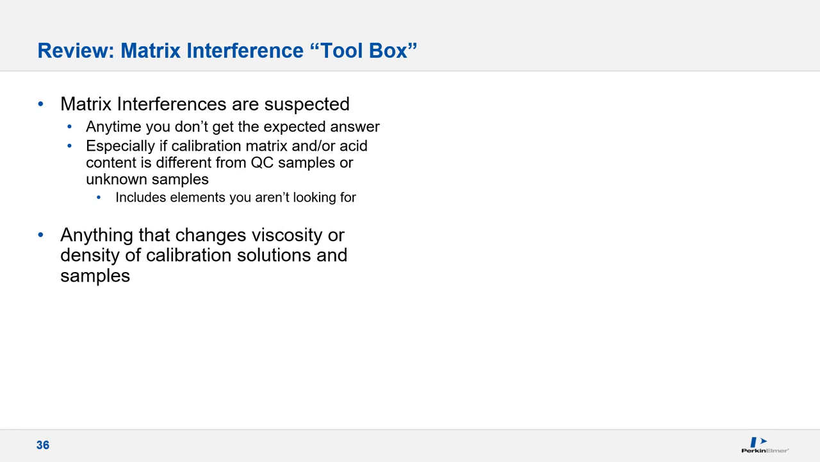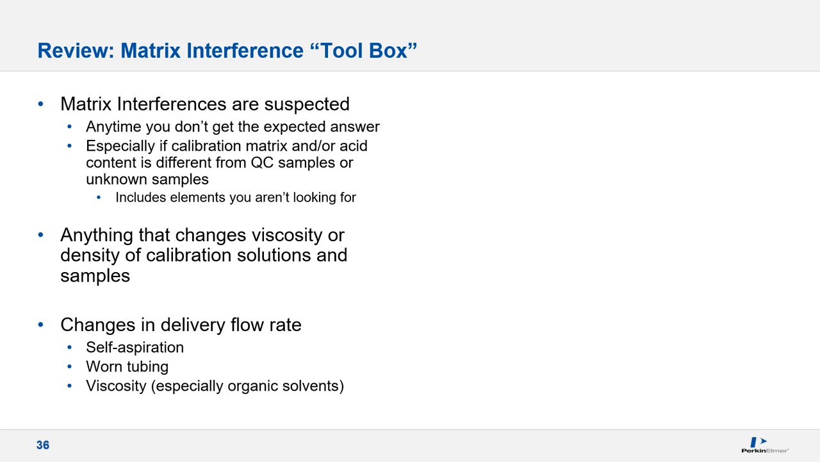Be alert for anything that can change the viscosity or density of your calibration solutions or your samples. Also pay attention to things that can change the sample delivery flow rate, such as using self-aspiration, worn tubing, and viscosity, especially if you may have organic solvents present.